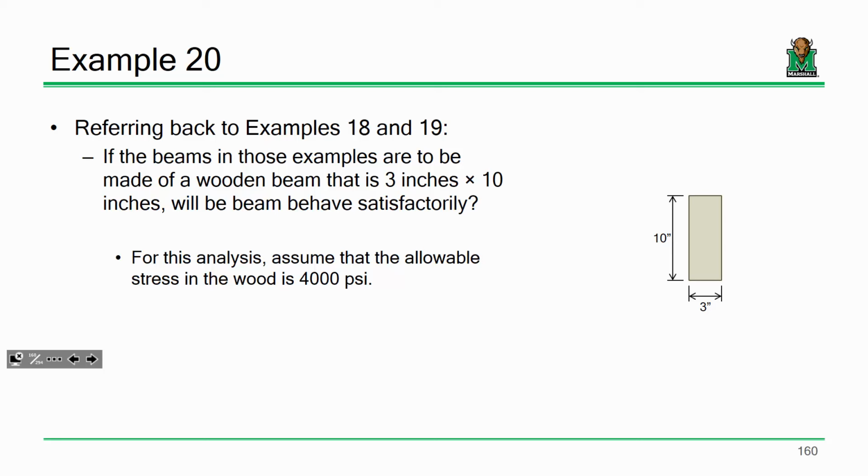Let's actually look at that. Let's say the beam was made out of wood, and here were its dimensions, 3 inches wide by 10 inches tall. If this is the beam, will the beam behave satisfactorily? And we'll assume the allowable stress in the wood is 4,000 psi. So let's see if the beam behaves like we would prefer. In other words, is it behaving satisfactorily? Are the stresses less than 4,000 psi?